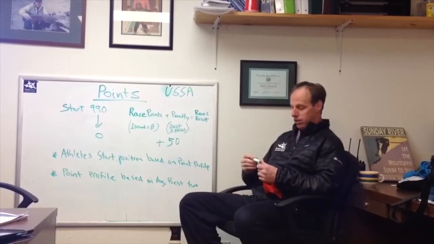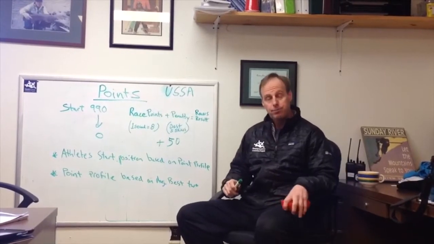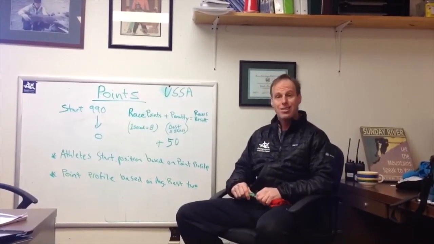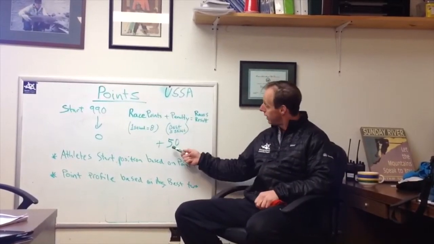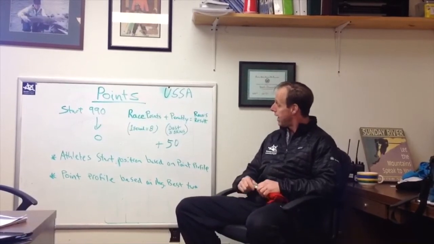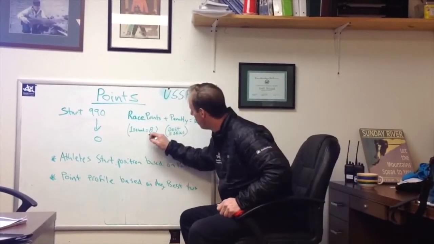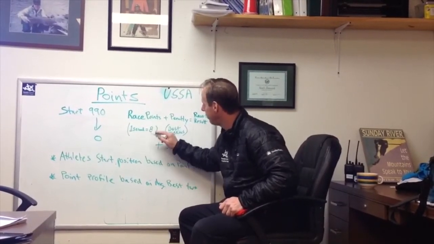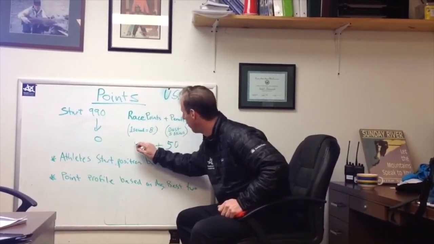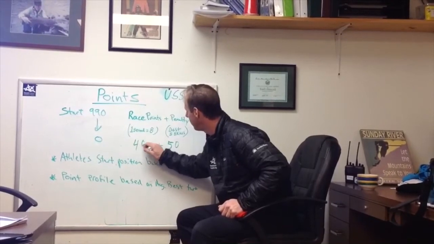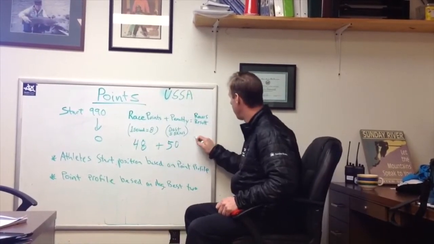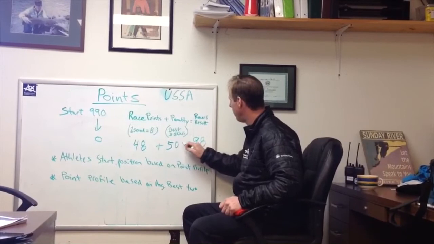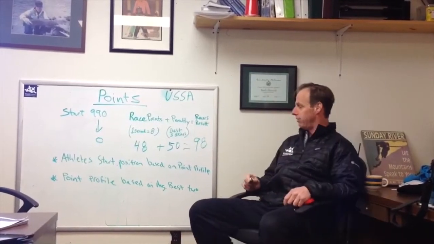Let's just say that you're an athlete and you are 6 seconds behind the leader. That would be race points. One second equals 8 generally, so that would be 48. That would give you a point race of 98.